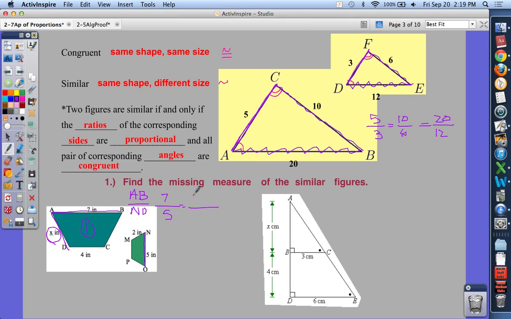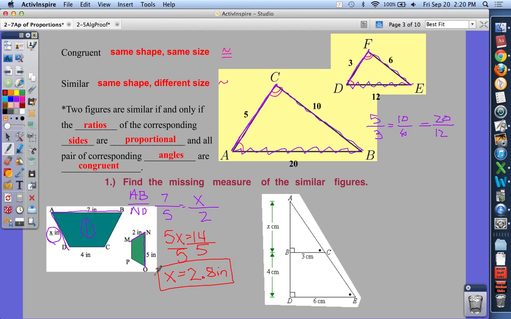What side does x correspond to? It corresponds to this MN, or this 2. Since the ratios of the sides should be proportional, we can cross multiply and solve this proportion to find x. We cross multiply here and have 5x equals 14. Then I could divide by 5, and I would have x is equal to 2.8. Don't forget your units because we are talking about a length here, 2.8 inches.